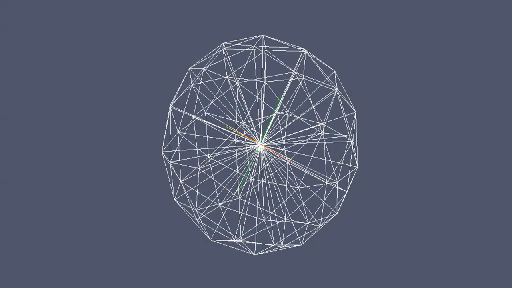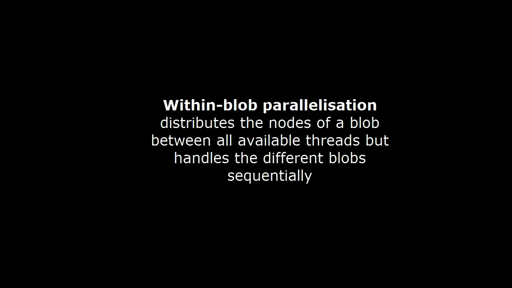It is implemented with OpenMP and offers two different parallelization strategies that can be selected using a flag in the makefile. These strategies are called within-blob parallelization and per-blob parallelization. Blobs are the proteins in the simulated environment and consist of protein segment nodes that can be divided into surface and interior nodes based on their position within the blob. The within-blob parallelization uses all available threads for each blob, distributing the nodes among them. The different blobs are still treated sequentially.